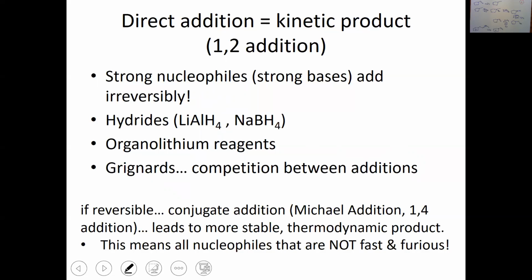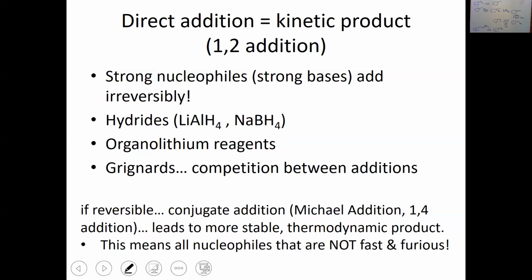What kind of things are strong nucleophiles that do 1,2? Fast and furious nucleophiles. What nucleophiles are fast and furious? Hydride donors, like lithium aluminum hydride and sodium borohydride. Hydride donors add irreversibly. Organolithiums are crazy, fiercely strong reagents. They add irreversibly. We're going to say that Grignards also add irreversibly, but there's a little bit of reversibility to a Grignard addition, but we're going to ignore it for now.